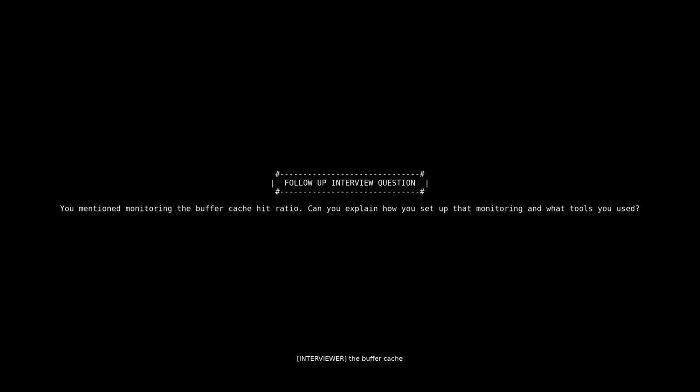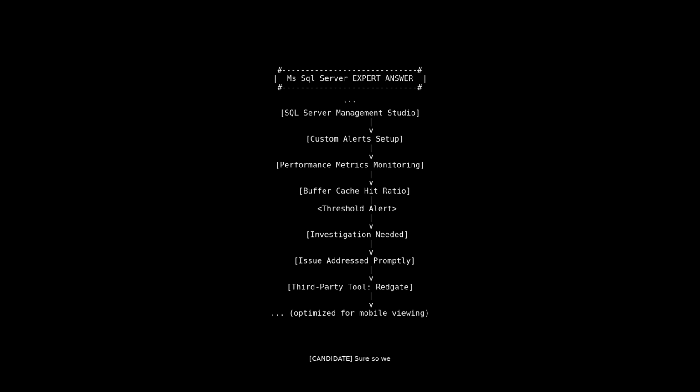You mentioned monitoring the buffer cache hit ratio. Can you explain how you set up that monitoring and what tools you used? Sure, so we set up monitoring using SQL Server Management Studio with custom alerts on those performance metrics. We also use a third-party tool like Redgate SQL Monitor for more detailed insights. This setup allowed us to receive alerts when the buffer cache hit ratio dropped below a threshold, prompting us to investigate and address any issues promptly.